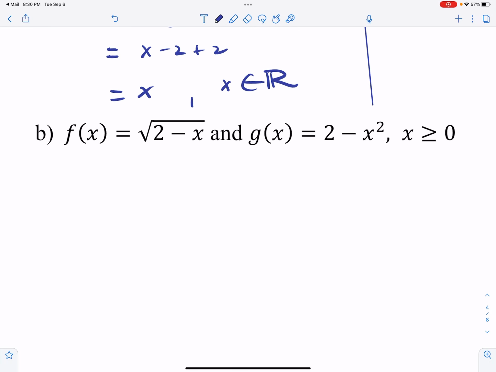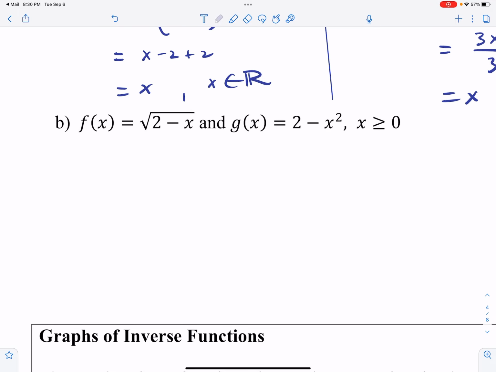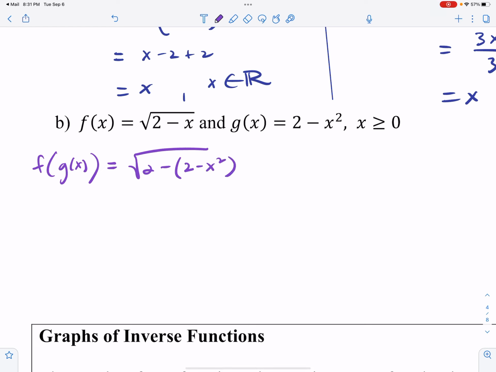Okay, so notice we have a domain restriction for one of the functions here. So remember, it's for the domain restriction of the inside function. So let's verify that f and g are inverses of each other. Let's first do f composed with g. So g is the inside function. And so this should be true for x greater than or equal to 0.